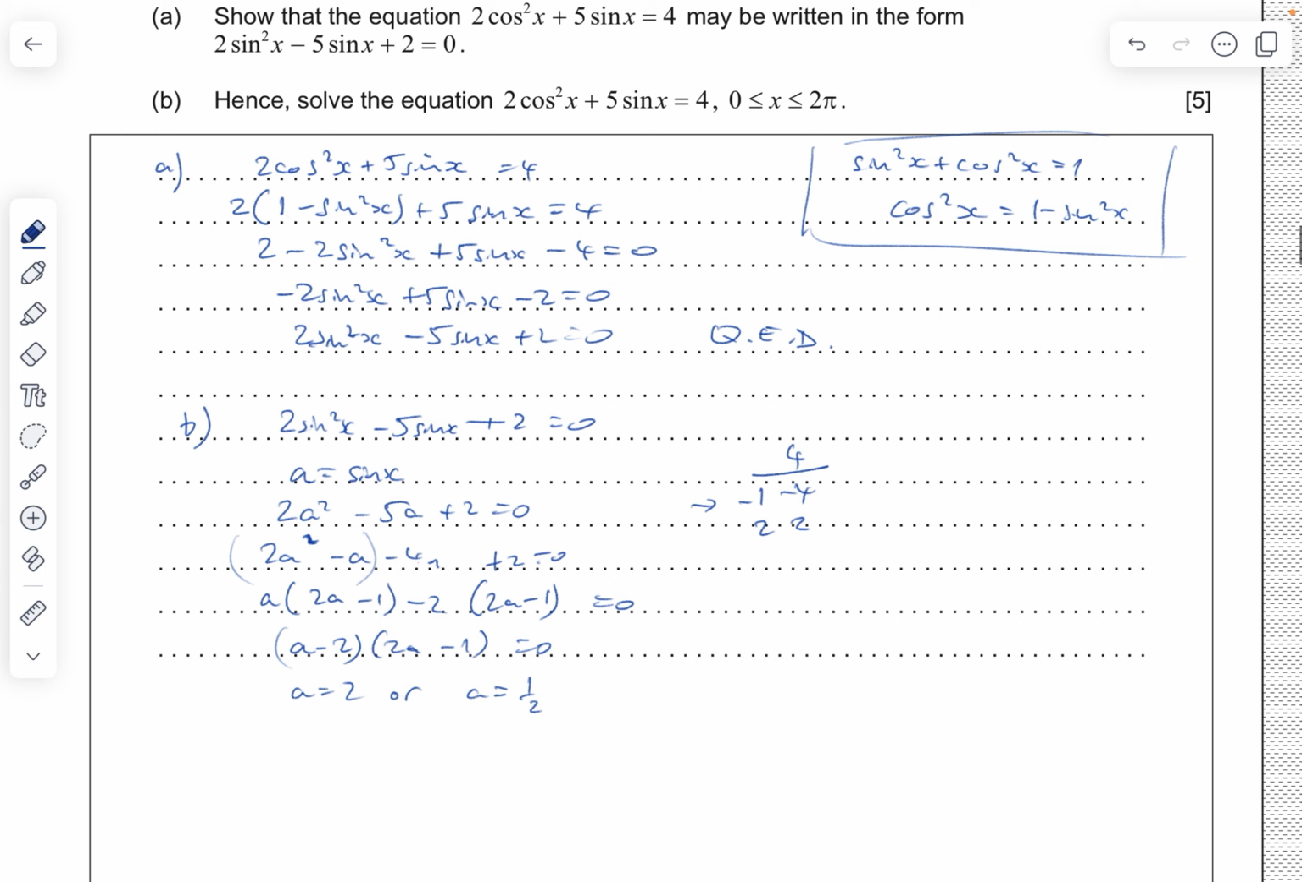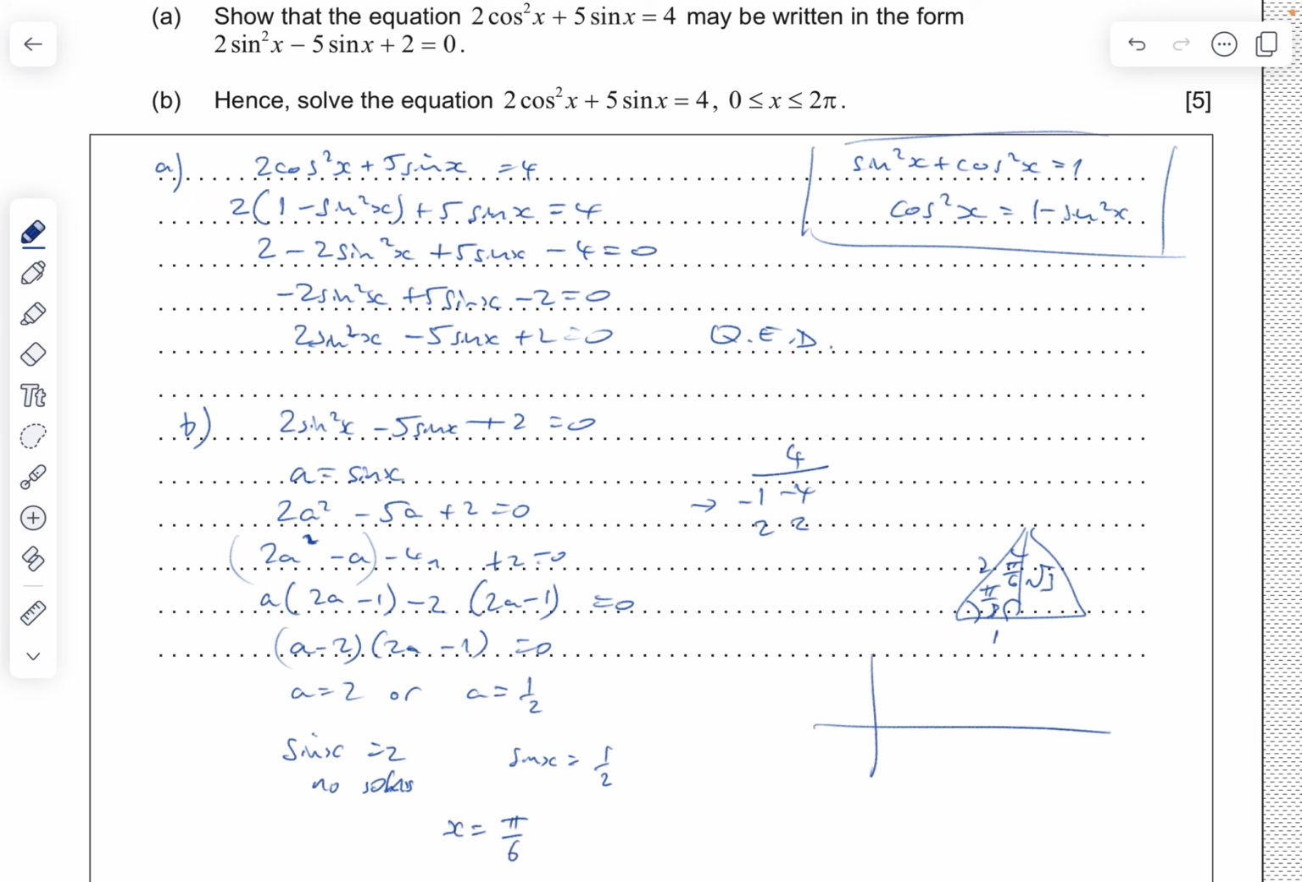Substitute back in because I know that my a was sine x, so I get sine x equals 2, no solutions, or sine x equals a half. Special triangles to get a half: that's 2, 1, root 3. We're in radians, aren't we? So this is pi over 3, and sine of a half, this is pi over 6. So I've got x equals pi over 6.